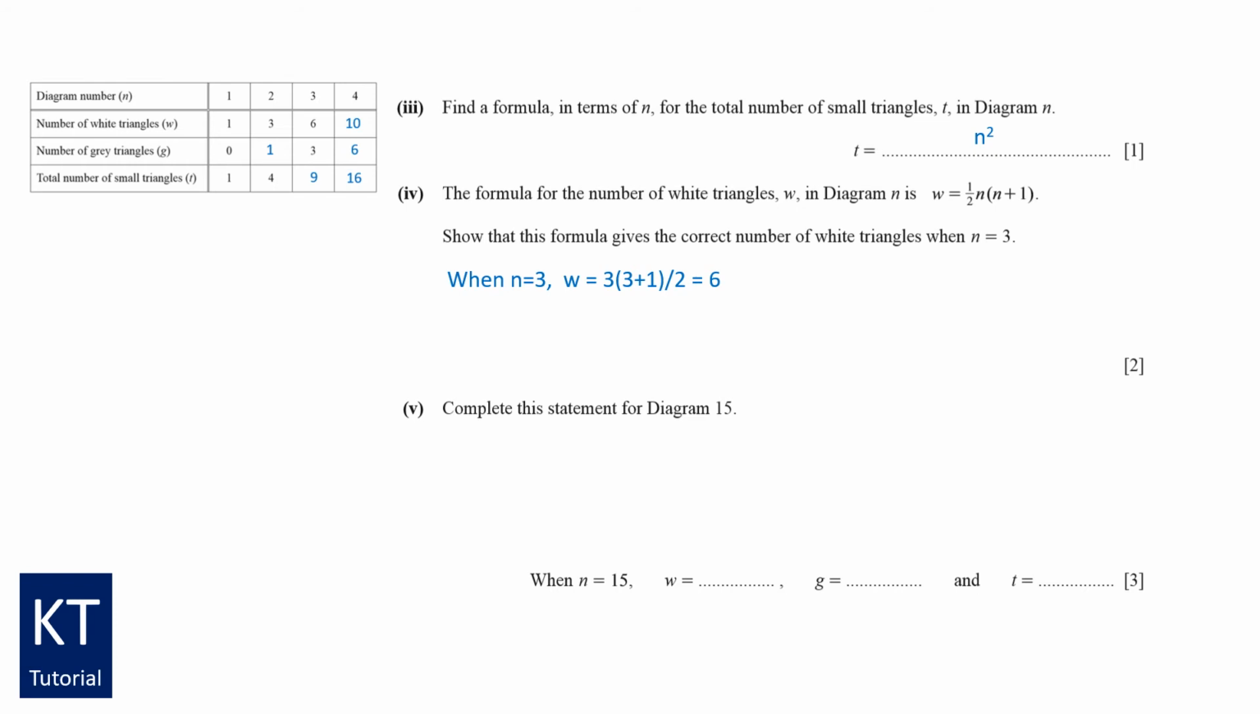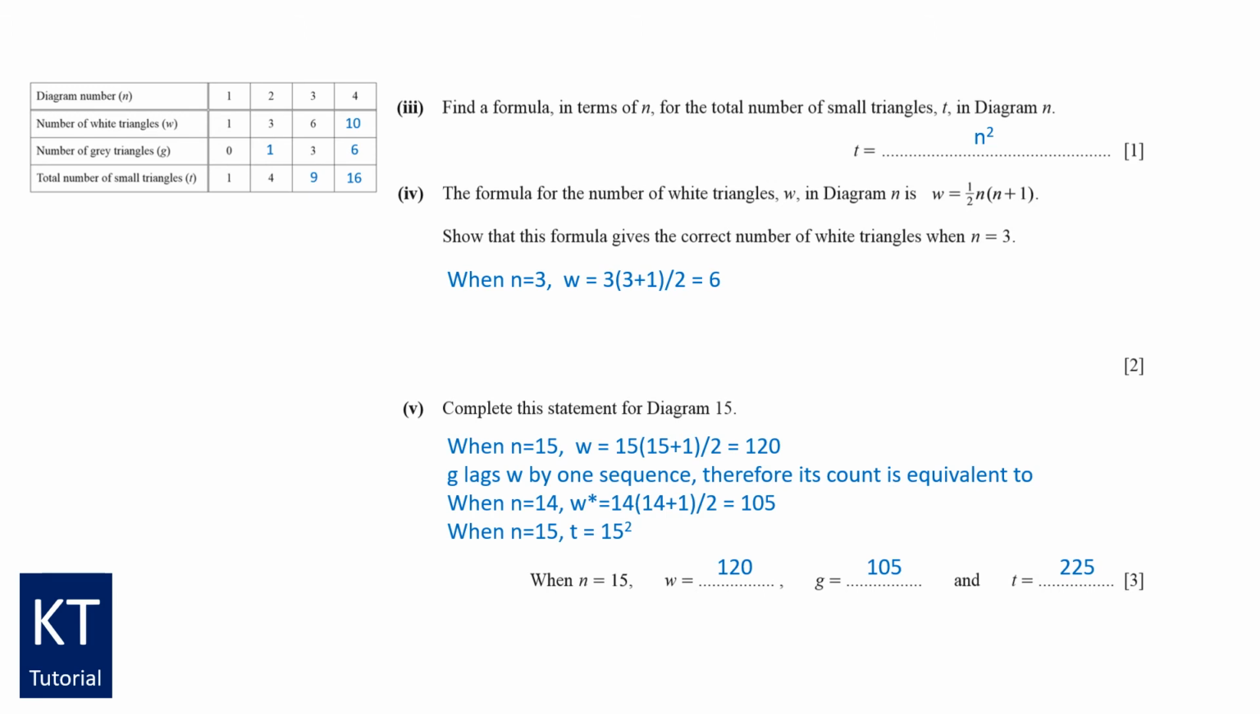Next, complete this statement for diagram 15. When n is 15, W can be derived from the formula as 120. G lags W by one sequence. Therefore, its count is equivalent to when W is inserted with the value of n equals 14. This comes to G being 105. With T being n squared, T is 15 squared, which comes to 225.